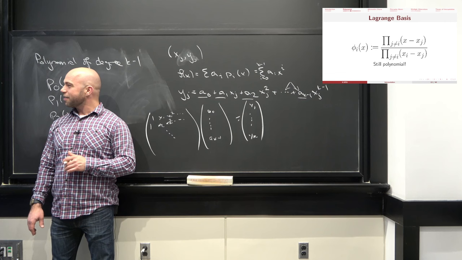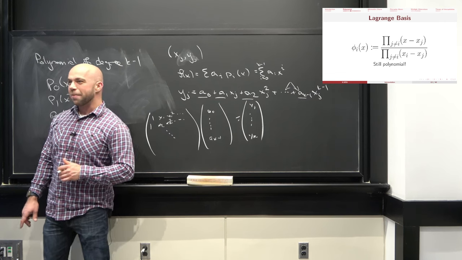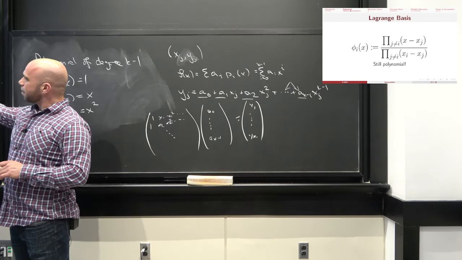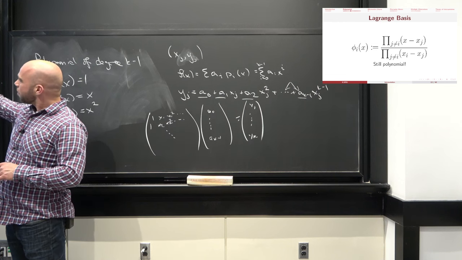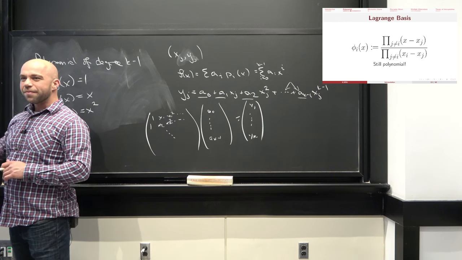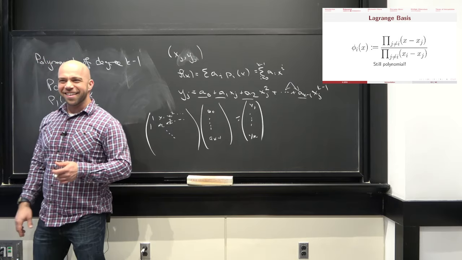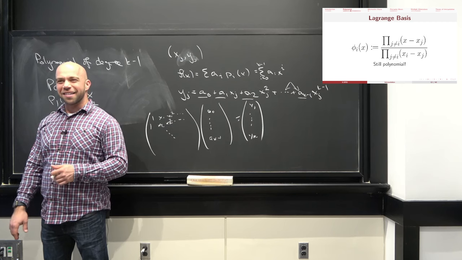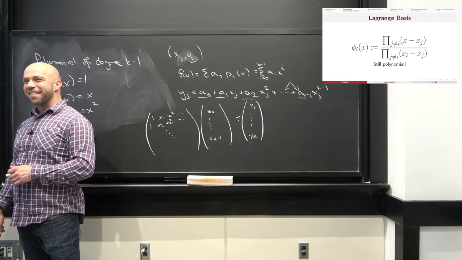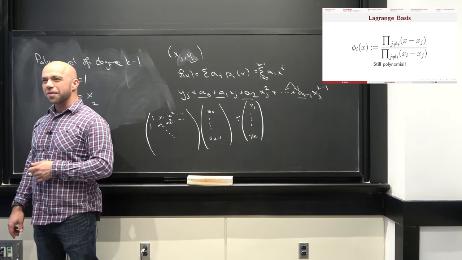Now, first of all, this thing doesn't even look like a polynomial, but it is, right? Because notice the denominator here is basically a constant because it depends on the xi's. The numerator is a bunch of product of xi's. And the question is, why the hell did I choose this thing? I think this is one of those where if I just do a quick example, you're going to immediately see why this is such a clever choice, why Lagrange was onto something.